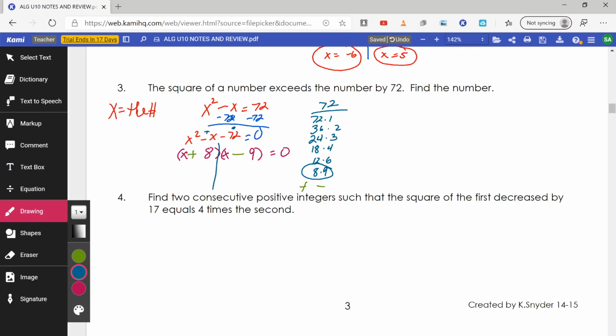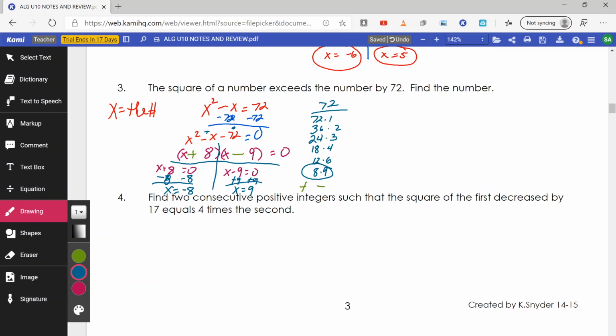Now we're going to split this up using a t-chart and setting each one equal to 0. So we get x plus 8 is 0, and x minus 9 gives me 0. And we're going to solve for x in both cases. So over here we have to subtract 8, which means x is negative 8. And over here we'll add 9, which means x gives me 9. So again, we have two possible numbers. So we have to see if the square of a number exceeds the number by 72. So first things first, negative 8.